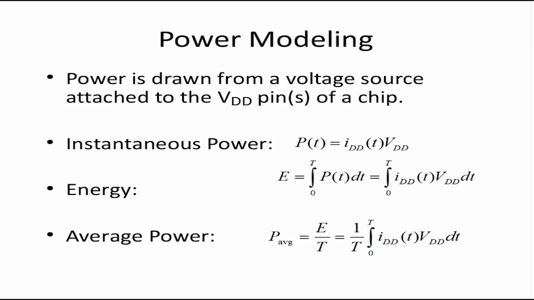So instantaneous power is IDD, dependent on time, into VDD. VDD is fixed. Energy is again the integral of power dt, so the integral of power with respect to time. So we substitute the values of I and V. Average power is energy divided by time, so it's 1 by T, and we just substitute the value of energy here. So this is the average power number. Now we use this equation to calculate all other power numbers.